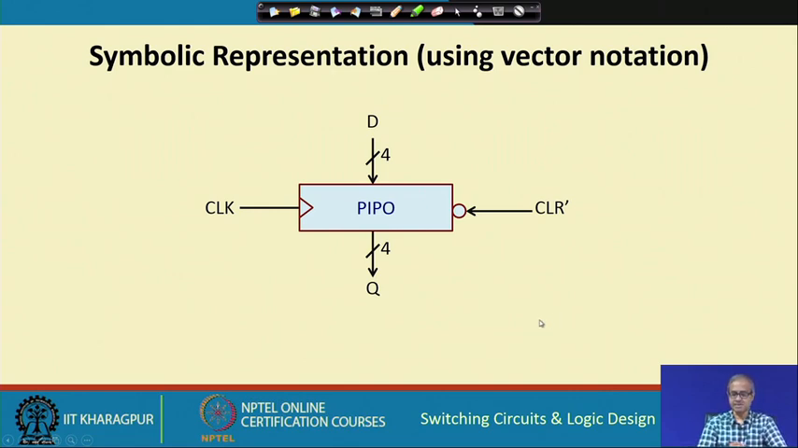Now, a PIPO register can be represented symbolically like this. We do not always have to draw all the 4 flip flops to show that it is a 4-bit register. We simply say that this is a PIPO register, there is a clock input, this symbol is clock, and there is a clear input, again active low symbol is there, and D and Q are shown with vector notation.